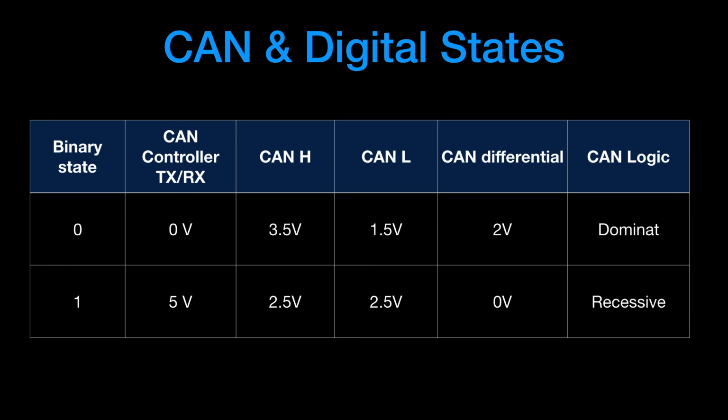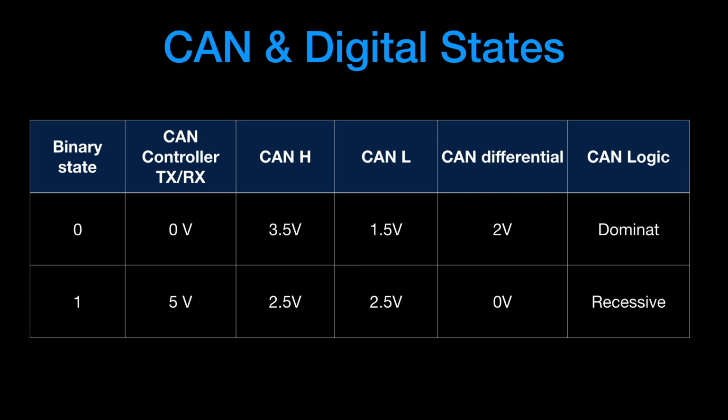With this in mind, we can create a little truth table. If the binary state is 0, then we will have 0 volts or near 0 volts on the digital side of the CAN controller on its TX or RX. But the CAN high will be toggled to 3.5 volts and the CAN low to 1.5 volts. So we have a difference of 2 volts. In CAN logic, we call that a dominant state. So a binary 0 is a dominant state on the CAN bus. This is going to become very important once we start talking about the priority scheme and the arbitration on the bus.